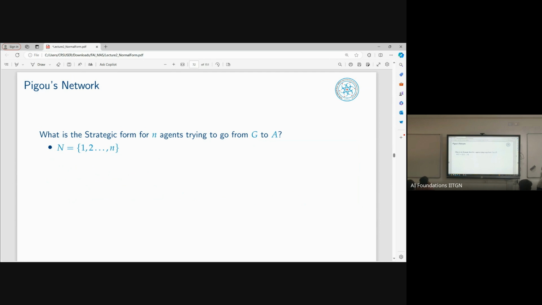So if there were n agents, now how do we write the strategy form? You have n agents, and your strategy set is H, L. Now, what is the size of the strategy profile? N cross n? N square? Okay, 2 to the power n. For each of the agents, there are two possible options, H or L. So you have n possible agents. So 2 times 2 times 2, 2 to the n.